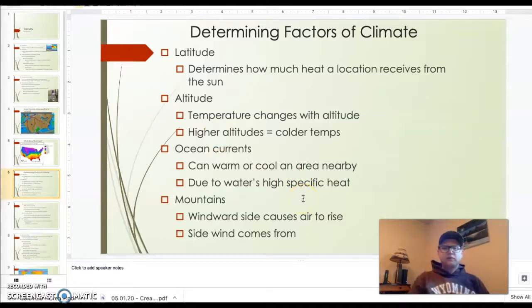Mountains can also cause changes in a climate. There's this thing called the rain shadow effect, and basically, on one half of the mountain, the windward side where the wind's coming from, it pushes the air up, cools it off, and it creates precipitation. On the other side, it's called the rain shadow because that air has lost all that water vapor. The leeward side, where the wind's going, is much drier.